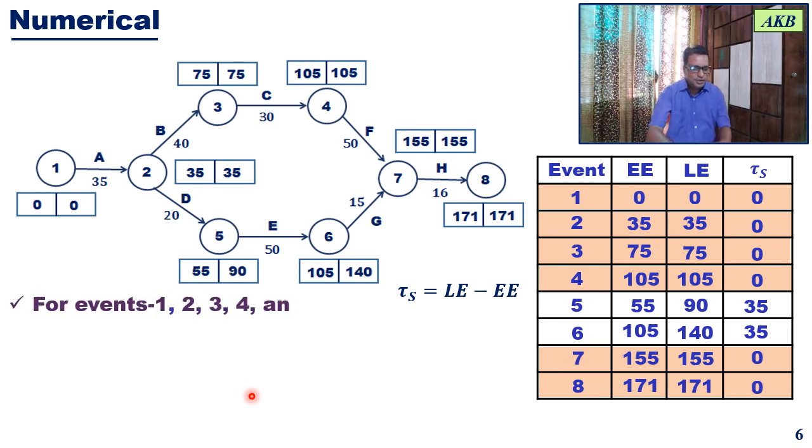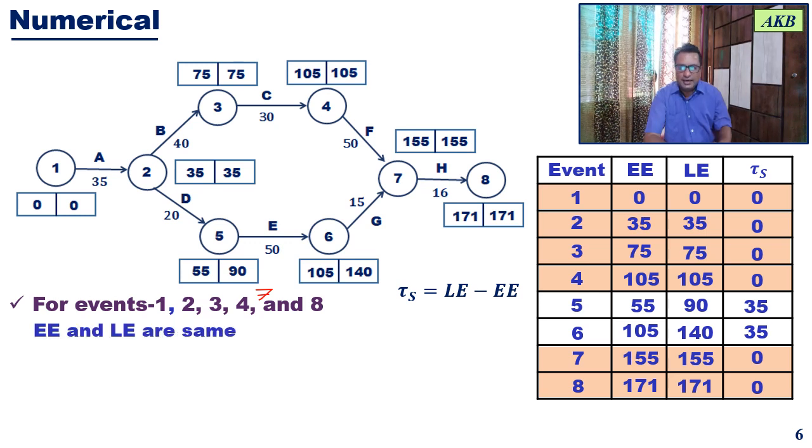Okay. So in this way, after preparing the table and by observing the table, we have this observation. What is the observation? For events 1, 2, 3, 4 and 8, event 7 is also included in that. I'll just note down. For event 7 also the slack is 0. So for event 1, 2, 3, 4, 7 and 8, what is the case? The case is earliest event time and latest event times are same.